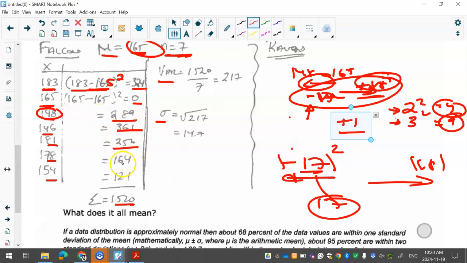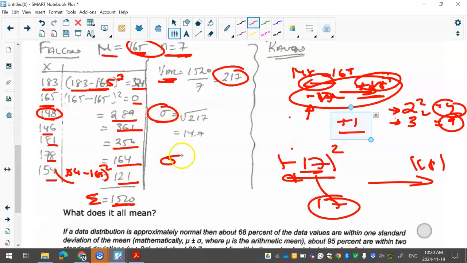Square the difference, square the difference, square all the differences, right? So this one here is 154 subtract 165, squared. That's minus 11, square it. It's going to turn into a positive. Add all these up, you get 1520. The sum of the squared differences is 1520. What we call the variance is the 1520 divided by n. So that's your variance. And if you take the square root, that's your standard deviation.